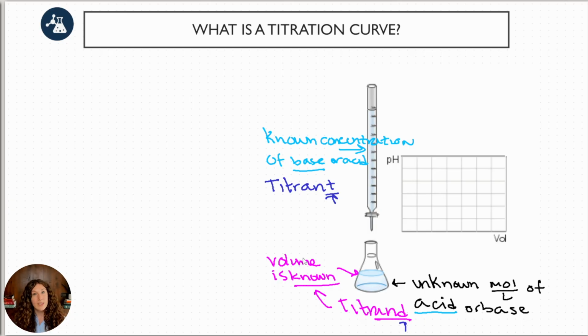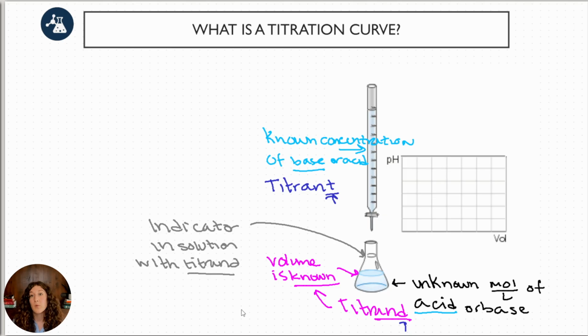Now, how will we know when we're neutralized? Well, that's why we have indicators, which we talked about in the previous video. What we'll use is we'll put an indicator into the solution along with our titrand. And what we'll do is we'll watch for the color change. So when that indicator changes color from red to blue, or from red to yellow, or from colorless to red, then we'll know that the reaction has neutralized and we'll be able to plot it on our titration curve.